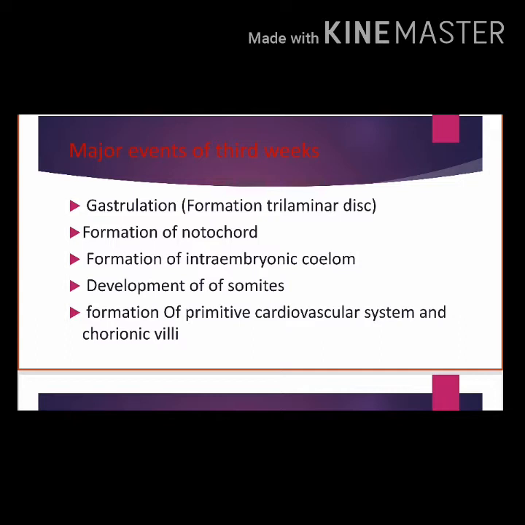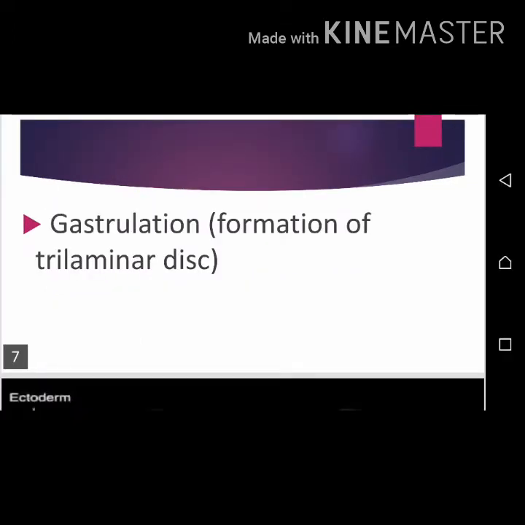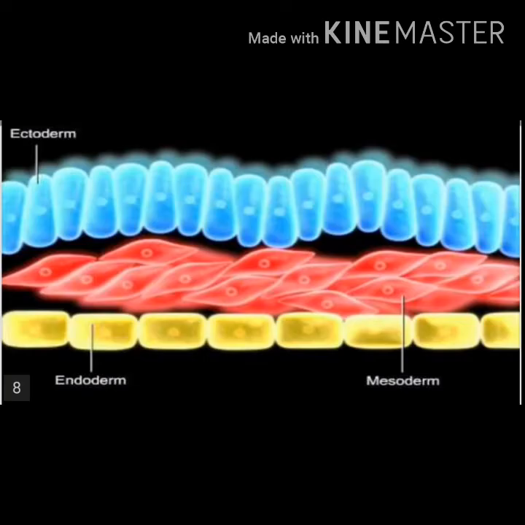So the major events of the third week are gastrulation, formation of the notochord, formation of the intraembryonic coelom, development of somites, and formation of the primitive cardiovascular system and chorionic villi. Let's begin with gastrulation. It's one of the most important and significant events of the third week. In gastrulation, 3 germ layers are formed: ectoderm, mesoderm and endoderm.